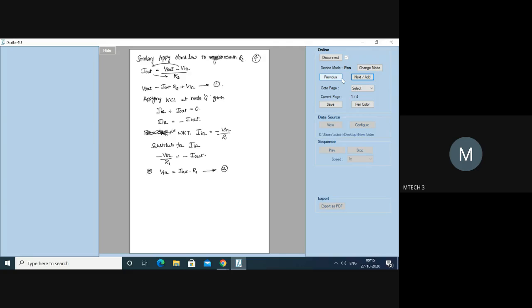Remember, whatever we are doing here, we are interested in knowing Vout by Vin. For that only we are writing these equations. Therefore we'll take equation 1 by equation 2. Vout by Vin is equal to Iout R2 plus Vin divided by Iout into R1. So what is voltage gain now?